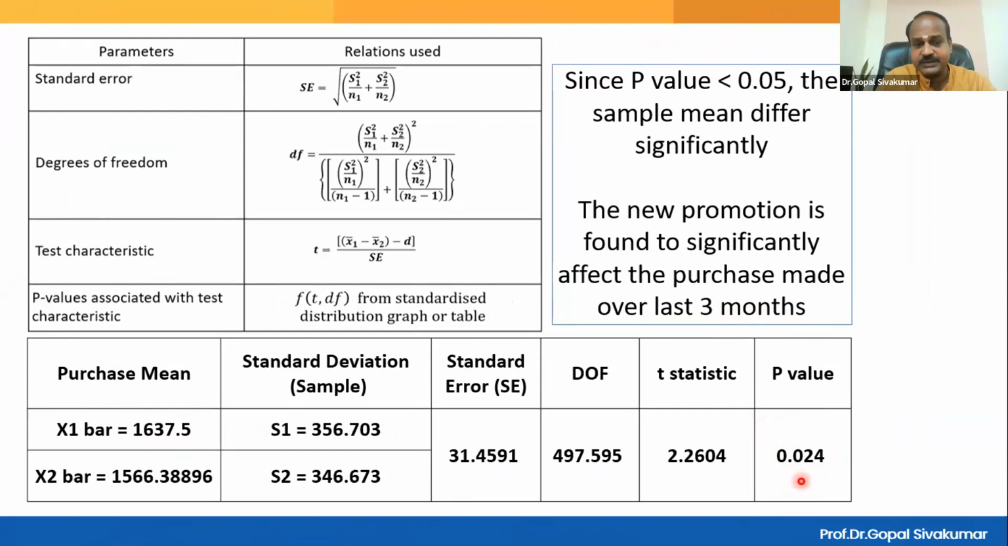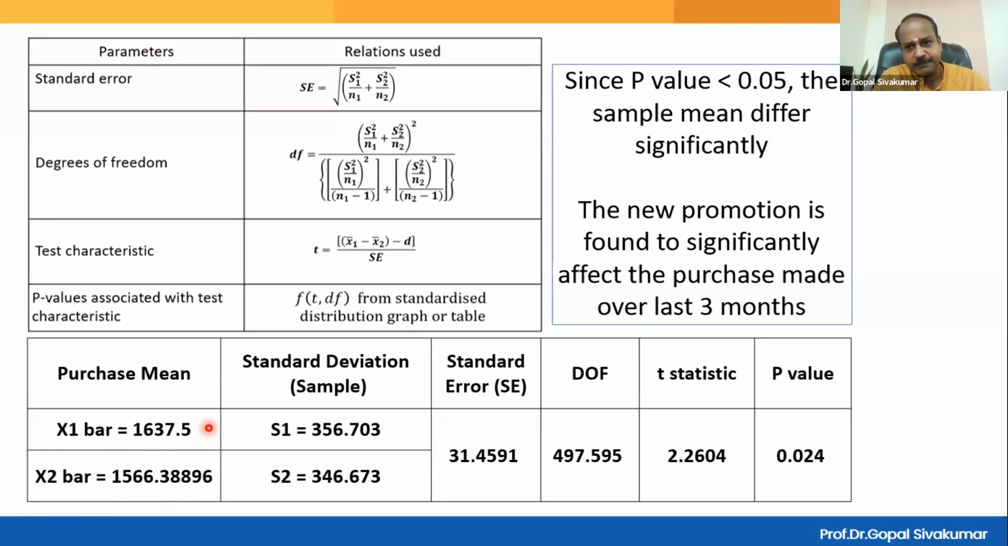It makes sense to now look into the data. Look into the data now. The average purchase for the new card, how much is it? $1,637.5. But the old card, $1,566. Now the difference, whatever dollars you are seeing, that difference is due to the offer. You can credit that difference to the newly introduced offer.